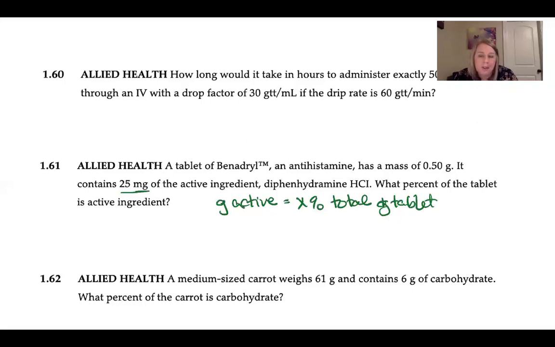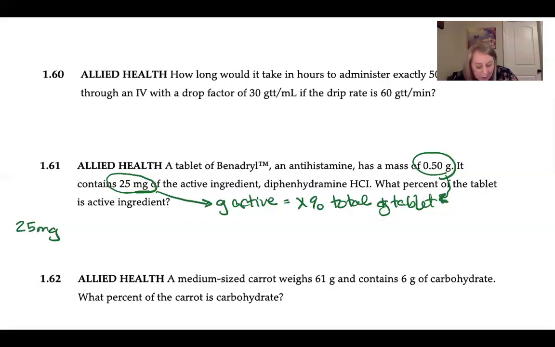So how do you figure this out? Well, you could just plug and chug, but you got to be careful. The grams of the active ingredient is in milligrams. It's not in grams. Here, our mass of the total is in grams, but you can't do percents if your units aren't the same. So be very, very careful that you get those units correct. So the first thing I want to do is convert this 25 milligrams into grams.